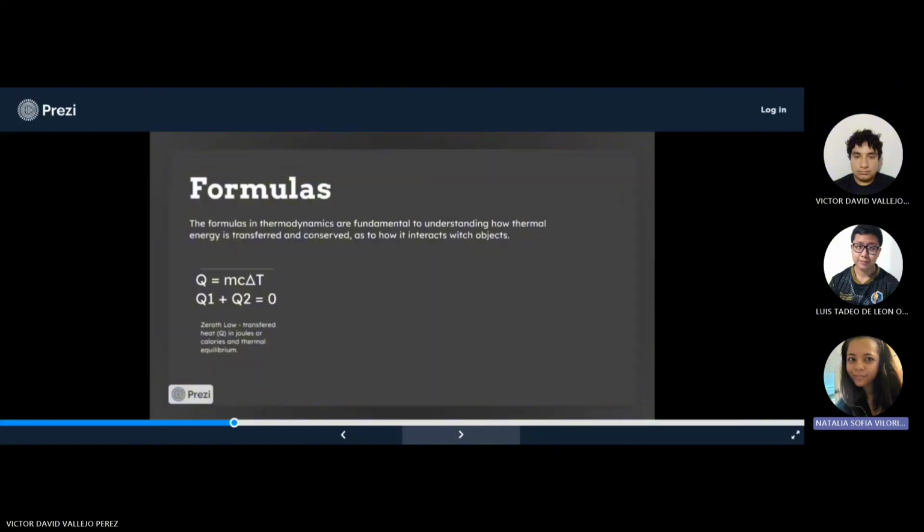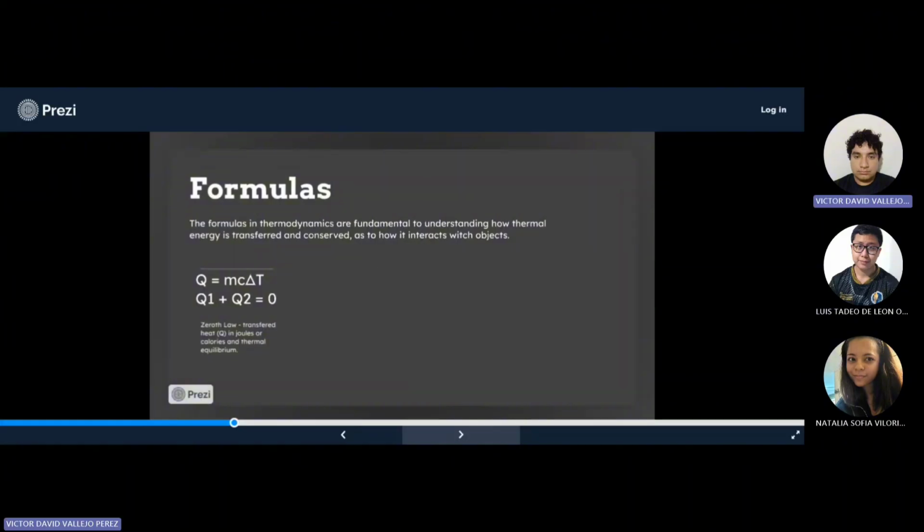First, we have the relationship between heat and temperature. That is Q equals mcΔT, where Q is the heat transferred, m is the mass, c is the specific heat, and ΔT is the change in temperature. What is a specific heat? It is the amount of heat needed to raise the temperature of 1 gram of a substance by 1 degree Celsius.